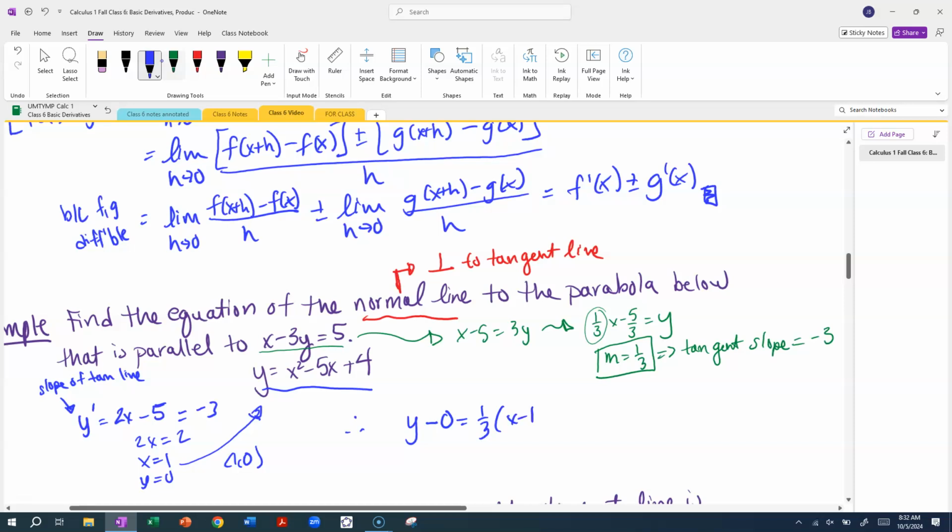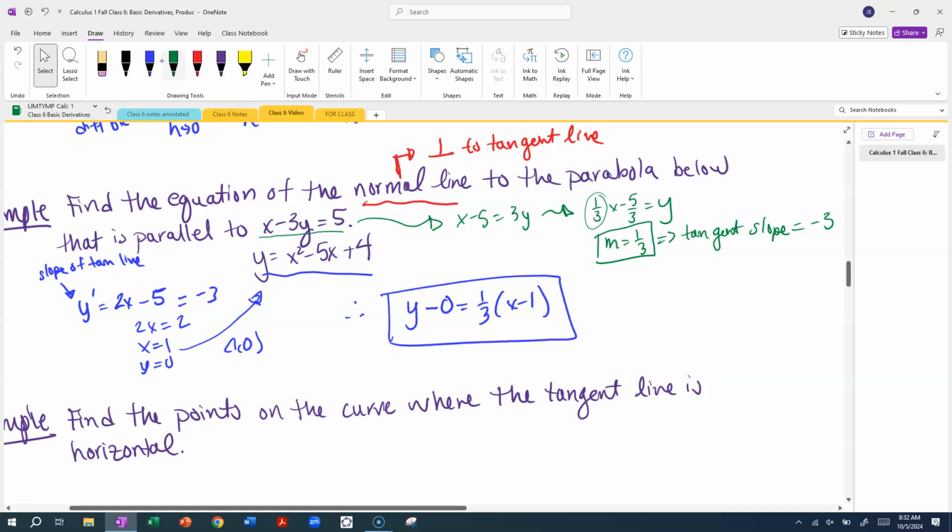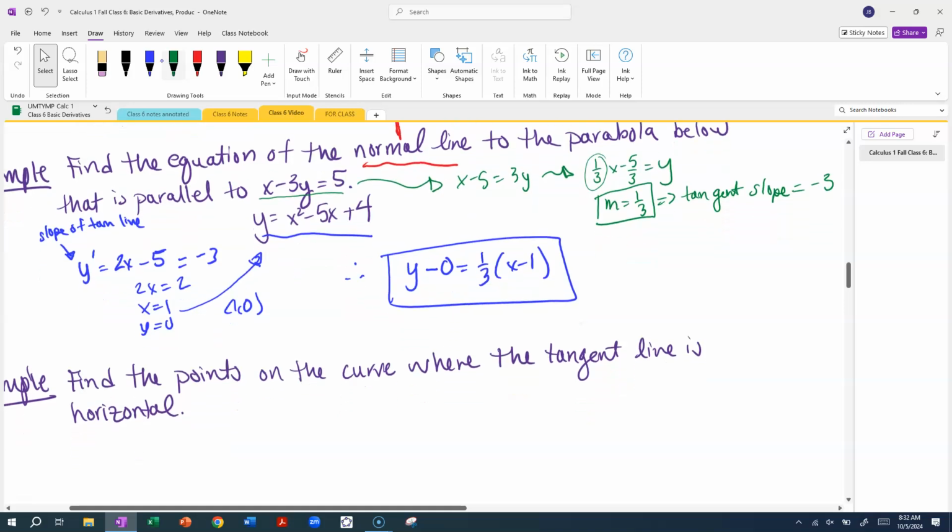1/3 x minus 1, and I could certainly distribute if I want to, but this would be the equation of my normal line. Wasn't that fun? So just keep in mind that the line that we're working with, if it is parallel to this, right, that gave us our slope of 1/3, which then if that is our normal line, that should be perpendicular to the tangent line, right? So that means the slopes must be negative reciprocals of one another. And that allowed us to go on. And once we found the derivative and set the derivative equal to our tangent slope of -3.